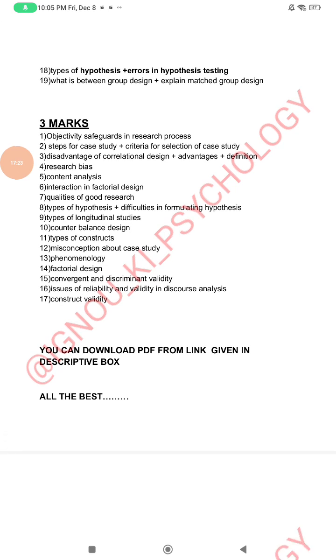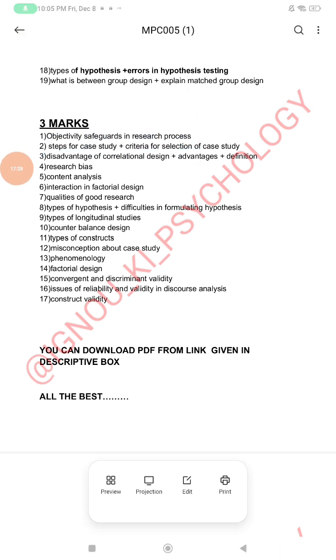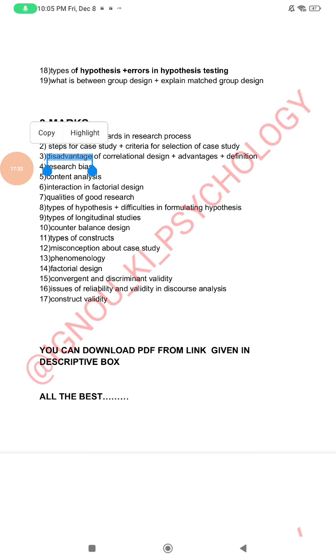Then come on to the 3 marks questions. Question number 1. Objectivity safeguard in research process. Again, it is a very straightforward question. Question number 2. Steps for case study. Criteria for selection of case study.